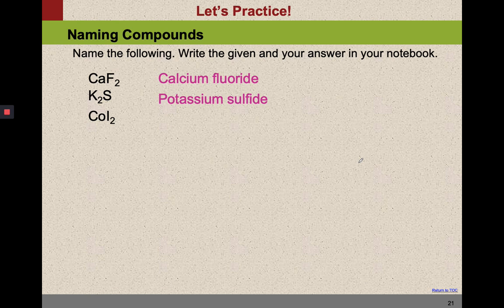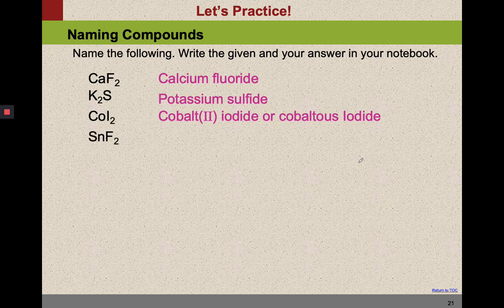CoI2. Your clue is cobalt. Does cobalt belong to the d block? Can it form a cation with multiple charges? The correct answer here is cobalt(II) iodide or cobaltous iodide.